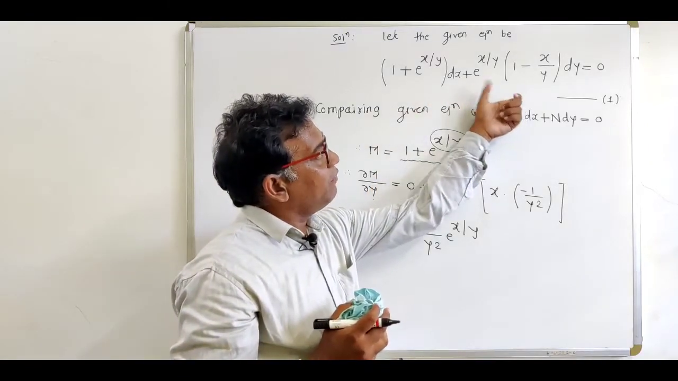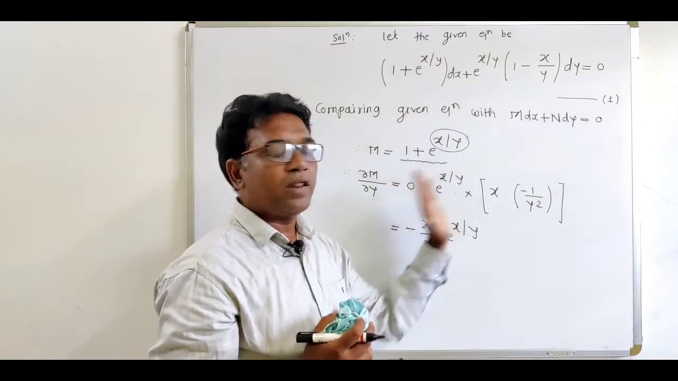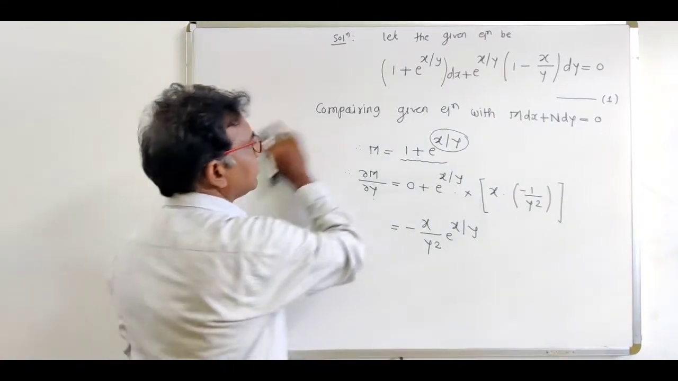Now from N, we want to find out the partial derivative del N by del x. So write down here N.